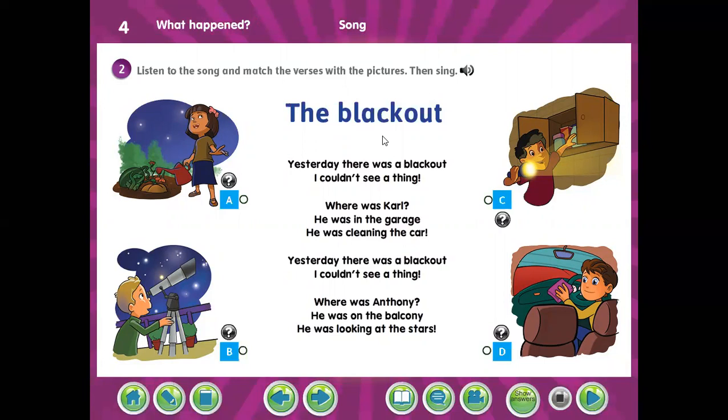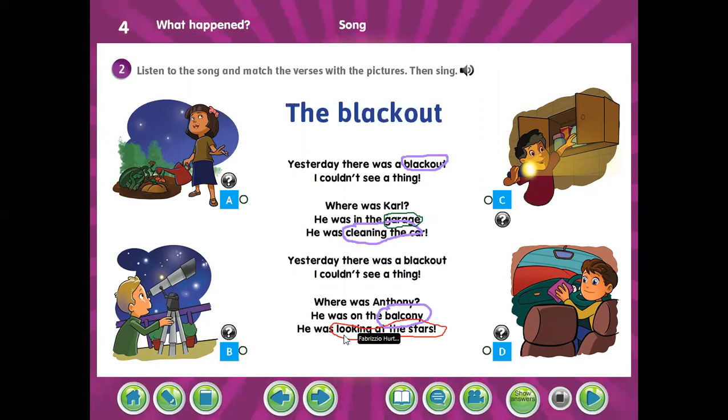And circle, please, circle the vocabulary. Okay, María José, please help me. Adriana, Diana, Emanuel, help me. Very good. Cleaning the car, good. Another expression, please, or vocabulary. Dasha, please, help me, Dasha. Very good. Garage, blackout, very good. Balcony, very good. Looking at the stars, good. Good, my friend. Fabricio, very good. Looking at the stars, yes. There is no more? Yes, blackout, no?